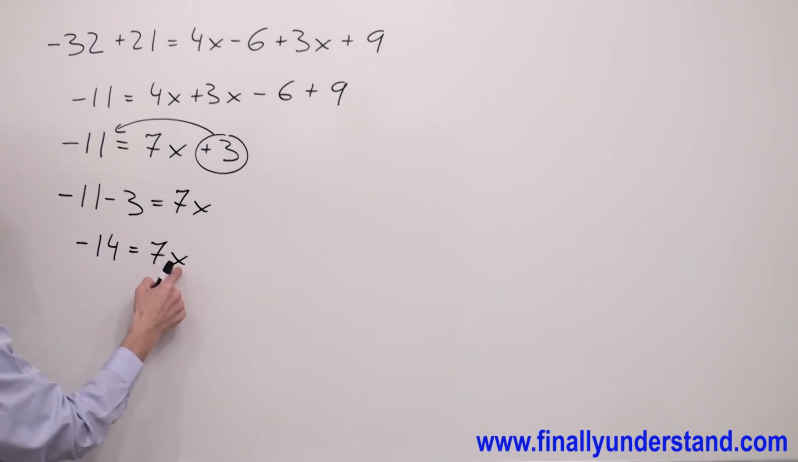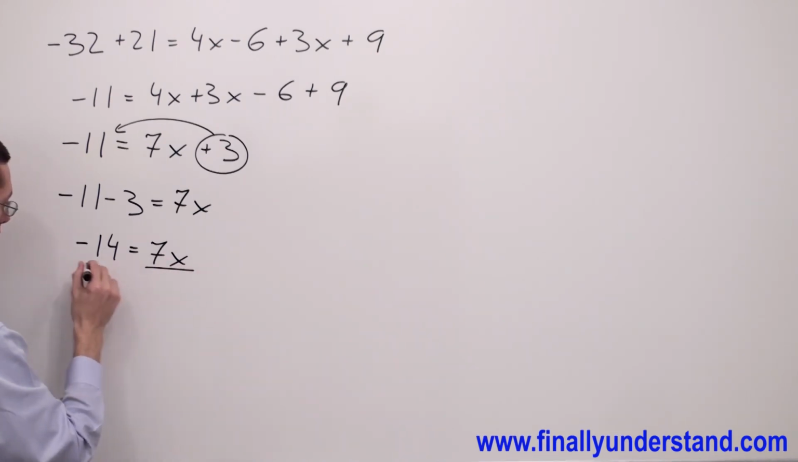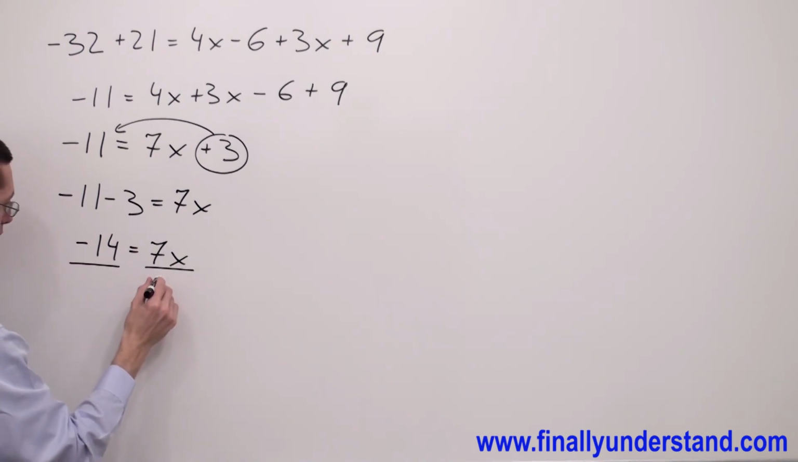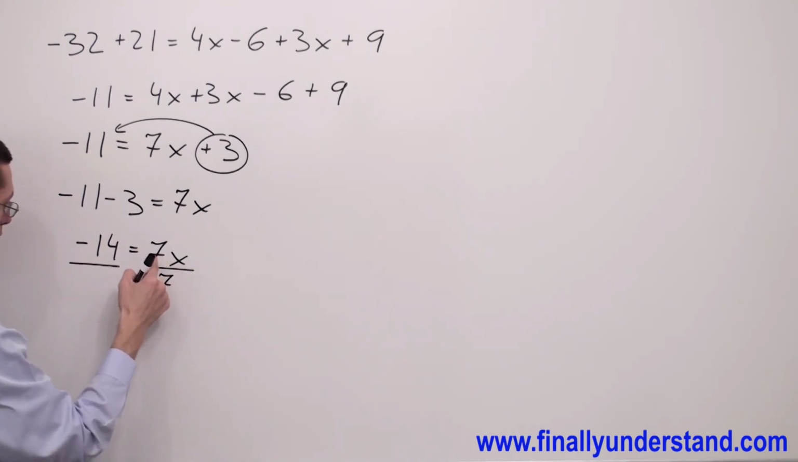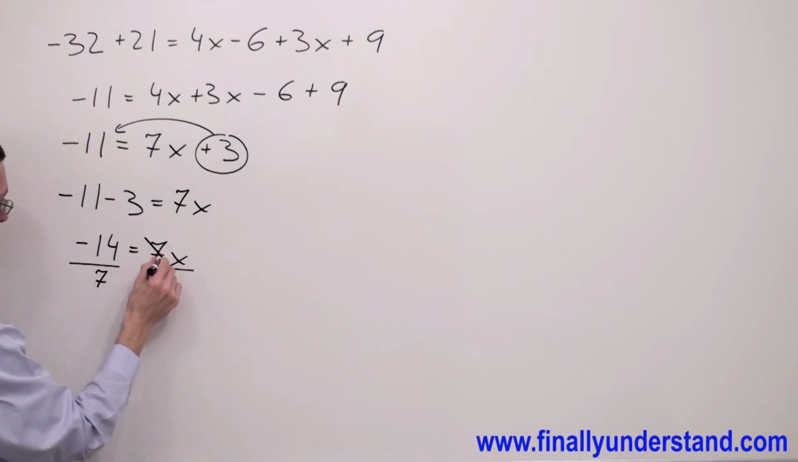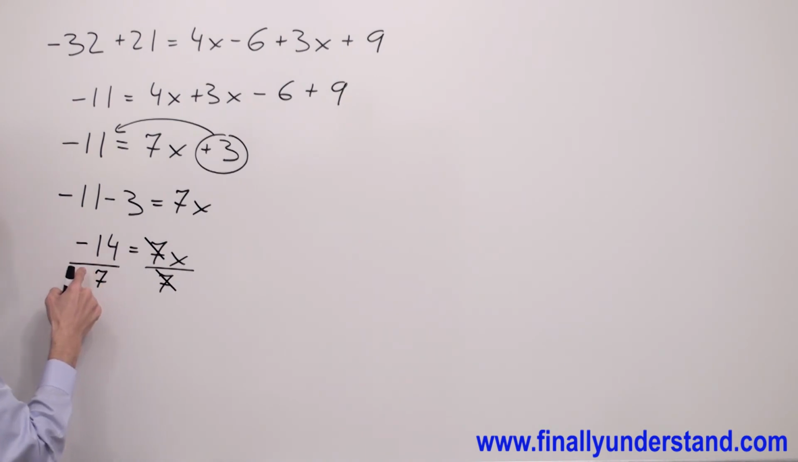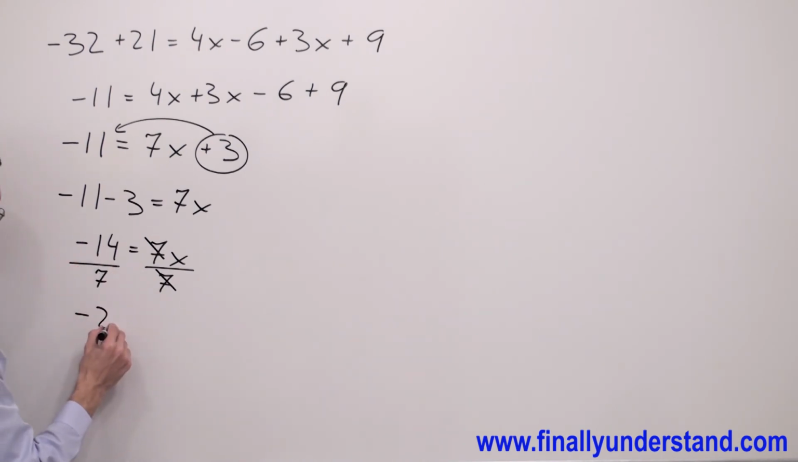I have to find x. x is multiplied by 7. In order to eliminate multiplication, I have to use division. And in order to find x, I have to divide both sides of the equation by whatever is multiplied to x. In this case, I have 7. 7 and 7 will cancel out. Negative divided by an invisible positive will give me a negative sign, and I have 14 divided by 7 is equal to 2.